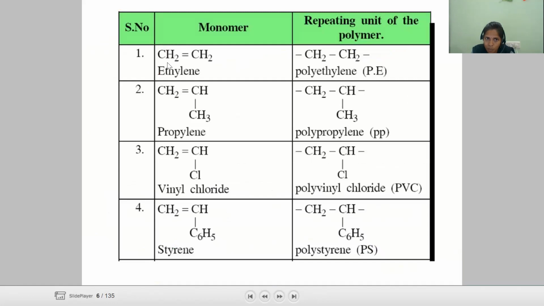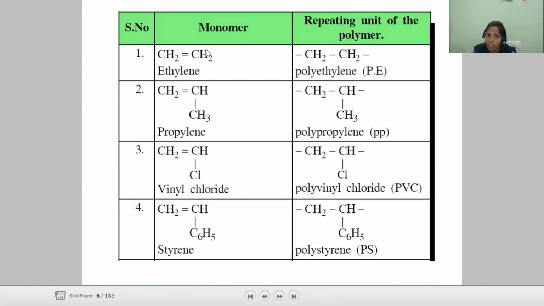Monomer, this is the monomer CH2=CH2, ethylene, and this is the polymer. Not the polymer, this is a repeating unit in the polymer. And propylene, CH2=CH-CH3, and this is a repeating unit in the polymer. This is a monomer and this is the repeating unit in the polymer. This is a monomer and this is a repeating unit in the polymer. Just observe, I'm giving more examples, but I'm explaining these.